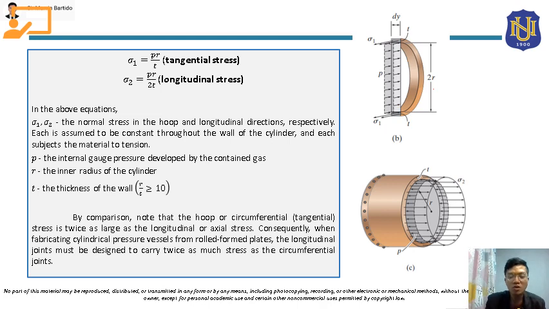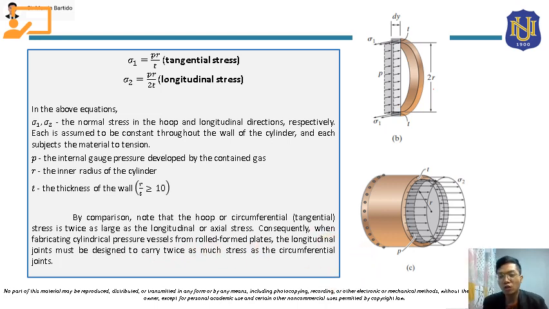So if we are going to compare these two formulas, note that the hoop or circumferential or tangential stress is twice as large as the longitudinal or axial stress. Since this is over 2, sigma 1 is 2 times the longitudinal stress. Consequently, when fabricating cylindrical pressure vessels from rolled formed plates, the longitudinal joints must be designed to carry twice as much stress as the circumferential joint.